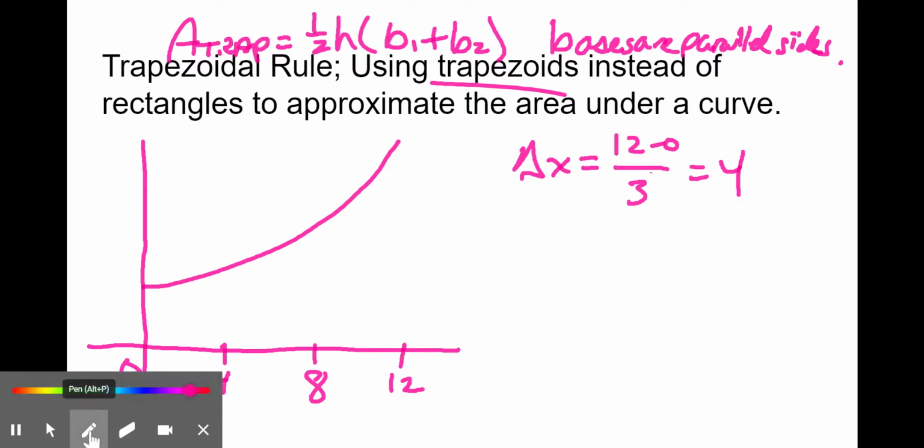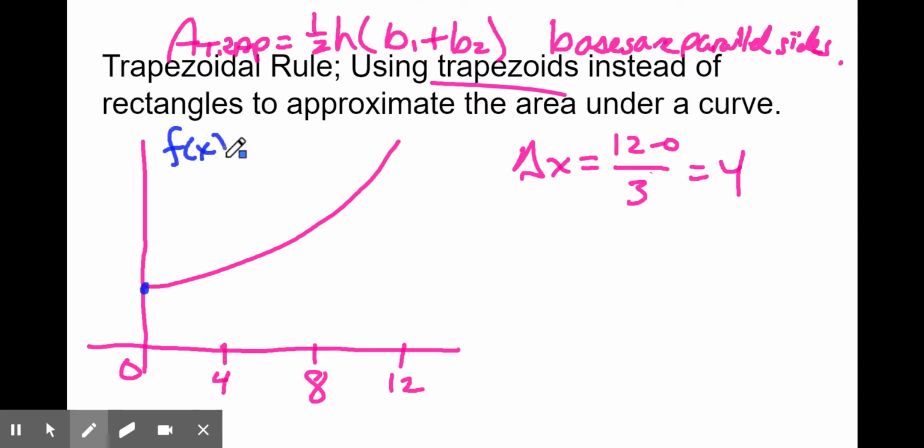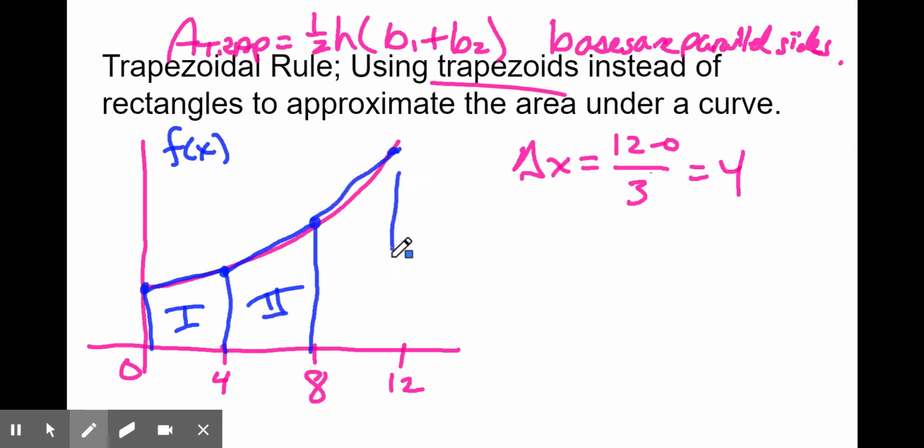Okay, so now here's how you draw your trapezoids. All right, so we're starting from 0. You're going to put a point on f of 0. Here's f of x. We're going to put a point on f of 0, and a point on f of 4. We're going to connect the two, draw down and down. That's trapezoid number 1. Then we already have a point on f of 4. We're going to put a point on f of 8, and that's number 2. Then we put a point on f of 12, and that is number 3. Okay, so what you actually have is right trapezoids.